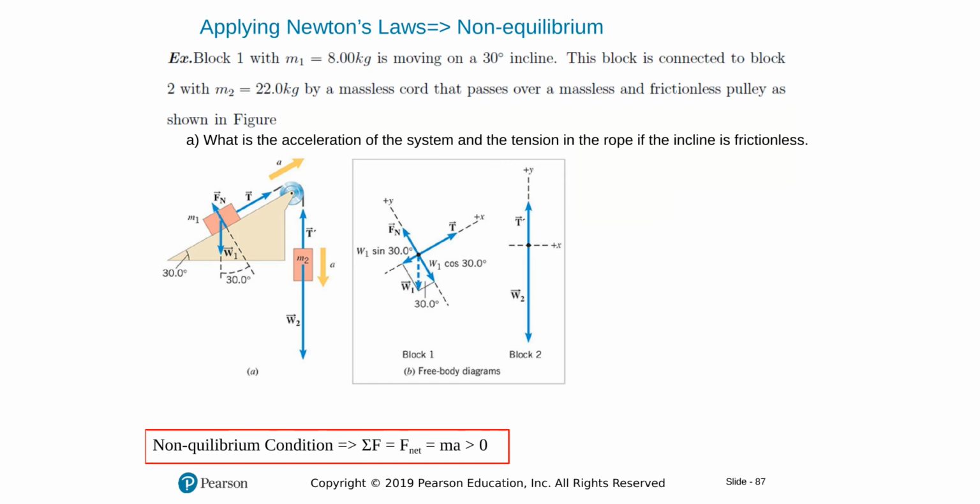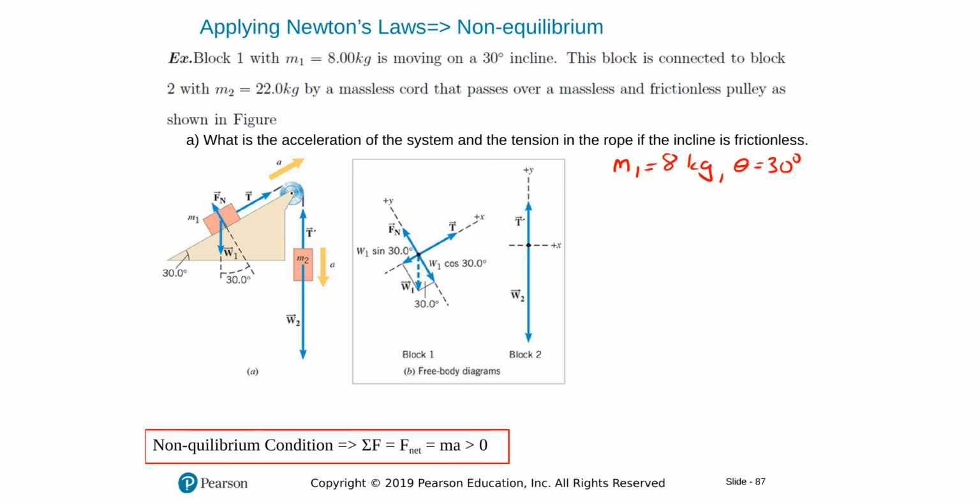Here we have block 1 with mass 8 kilograms. I'm going to write it over here: M1 is equal to 8 kilograms, moving on an incline with a 30 degree angle. I'm going to call that theta. It's on the picture as well. They are giving me a nice picture here. They are nice that way sometimes.